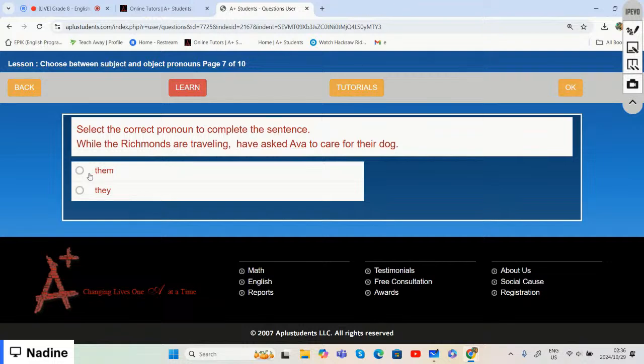We need to select the correct pronoun to complete the sentence. While the Richmonds are traveling, do we say them have asked Ava to care for their dog or they have asked Ava to care for the dog? So while the Richmonds are traveling, them have asked Ava to care for the dog, or do we say they have asked Ava to care for their dog? Which one is correct?